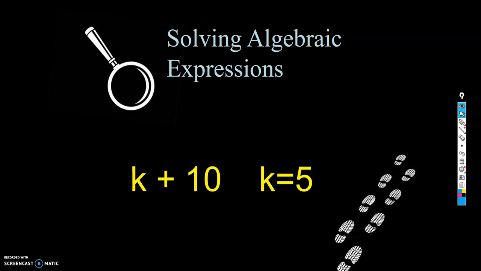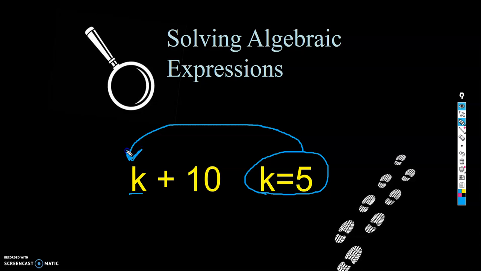So we can solve algebraic expressions. This is called substitution. Remember that k is a variable, and right here it tells me that k is actually 5. So all I will do is substitute in the value of 5 for k, because now I know it's no longer unknown. I know what k means. So we would just say 5 plus 10, and we can just solve, equals 15.